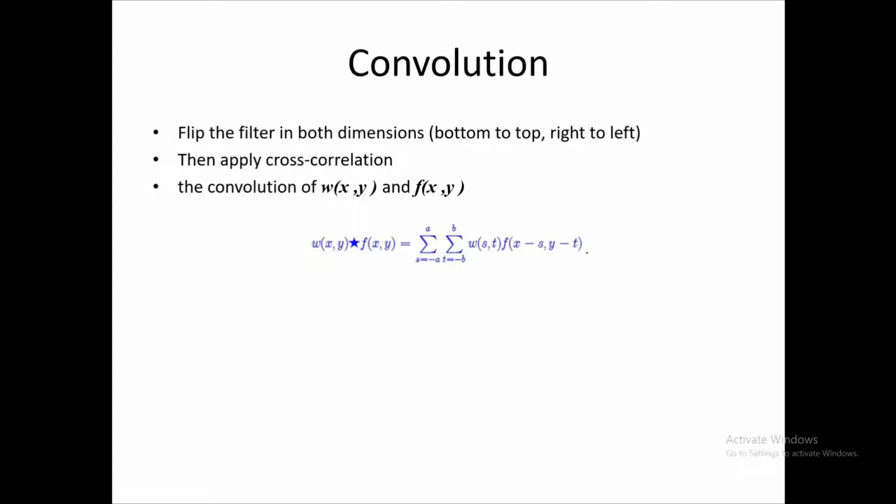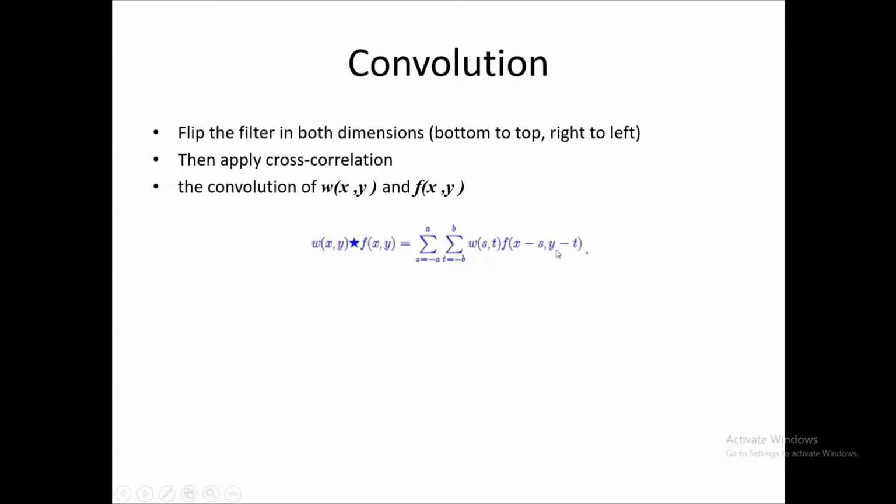While talking about convolution, it's also the same as correlation. However, what we do here is we flip the filter in both dimensions, from bottom to top and right to left, and then we apply the correlation. For convolution with the filter mask w(x,y) and f(x,y), we get the following expression. This expression gives the convolution operation. Here f(x minus s, y minus t) will flip the kernel.